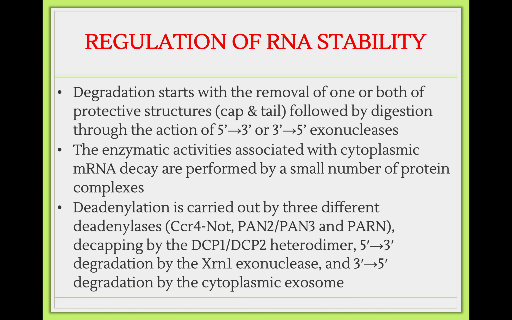Degradation starts with the removal of one or both of the protective structures, either the cap or the tail or both, followed by digestion through the action of 5' to 3' or 3' to 5' exonucleases. These enzymatic activities are associated with cytoplasmic mRNA decay, and they are performed by a small number of protein complexes. Deadenylation is carried out by 3 different deadenylases: CCR4-NOT, PAN2/PAN3, and PARN. Decapping is by DCP1, DCP2 heterodimers, 5' to 3' degradation by the XRN1 exonuclease, and 3' to 5' degradation by the cytoplasmic exosome. Each one of them has specific proteins with their function to degrade.